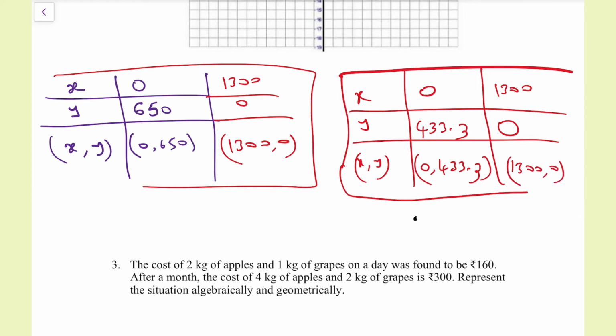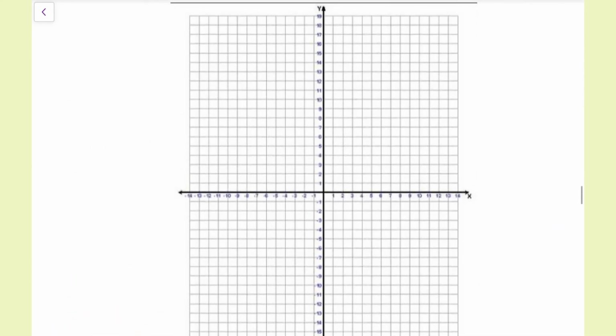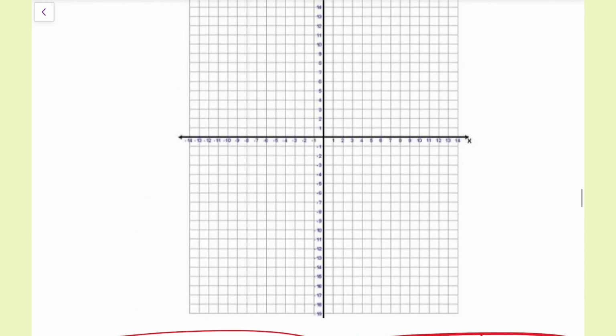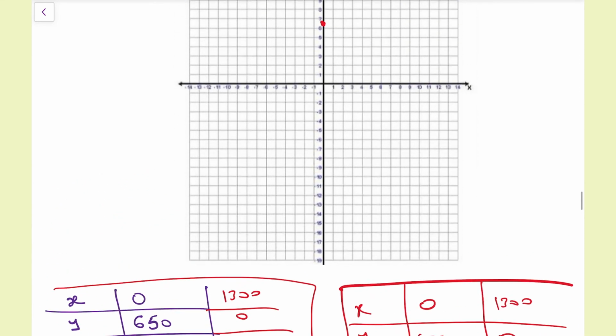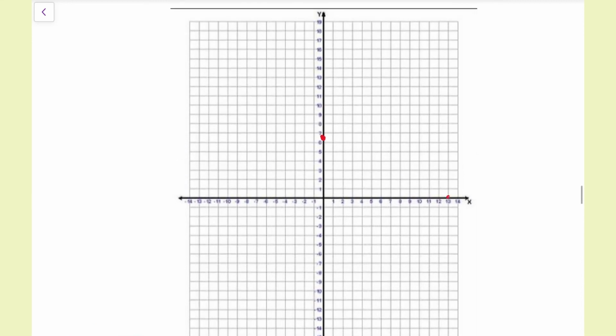Now let us represent these two on the graph paper. First one is 0 comma 650. On the graph paper the numbers are already there, so I am just multiplying that number by 100. 1 means 100, 2 means 200, 3 means 300, 4 means 400, like that. So now first number is 650, right? So 650 is nothing but 6.5, in between 6 and 7 it will be. So this is 0 comma 650. Next one is 1300 comma 0, so on the 13 it will be. Now these two we need to join with the help of a scale compulsory.